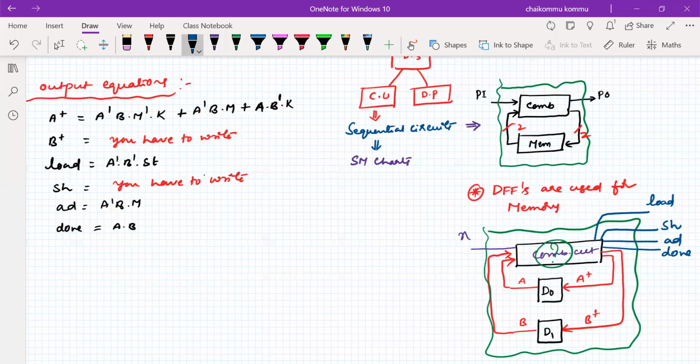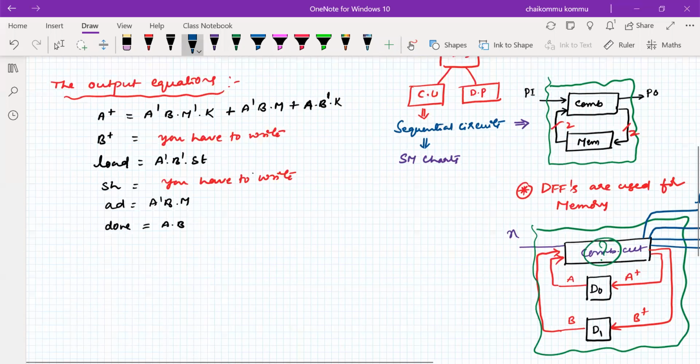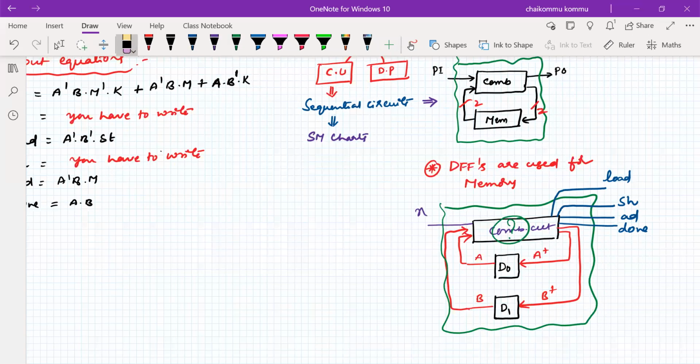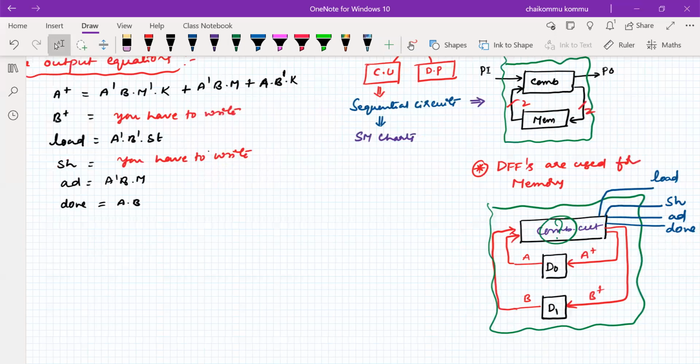What is the input for this one? Is X the input or what? X is not an input in this case. A and B. The inputs for this one are A and B. Very good. That's it. Do you understand? So now what will the combinational circuit be for us? The combinational circuit is actually comprised of only these 4 parameters.